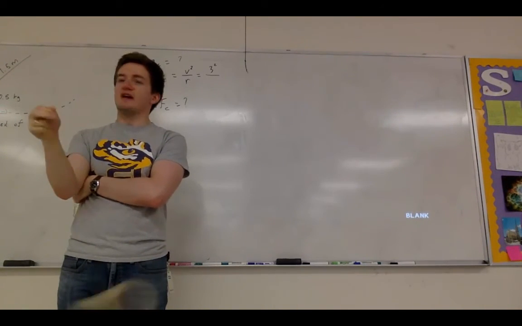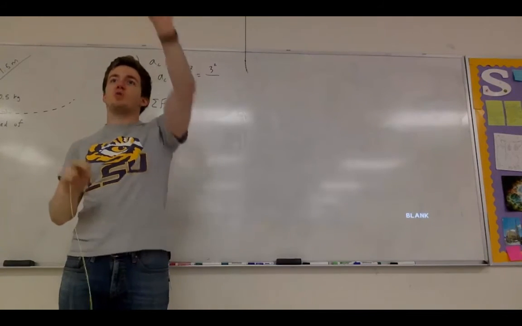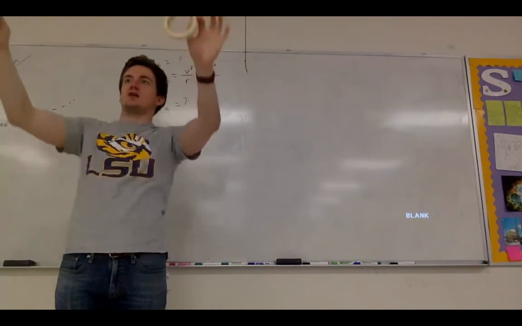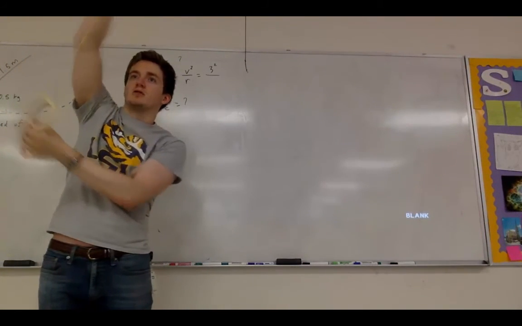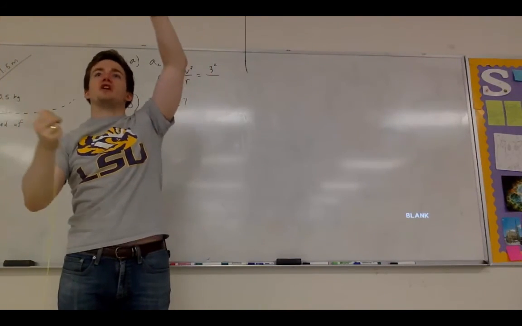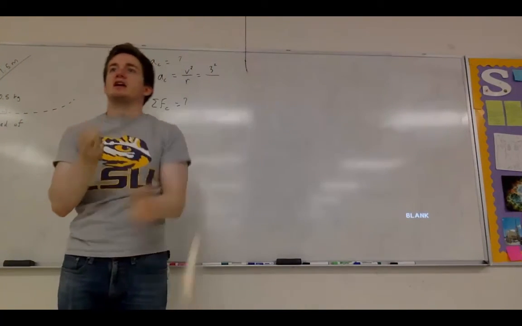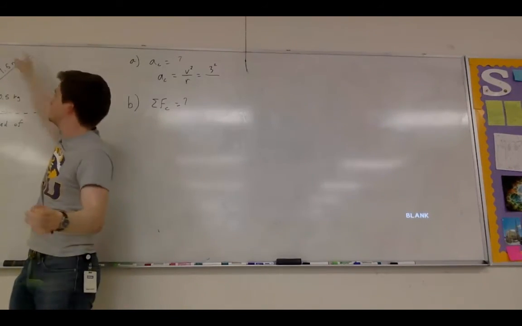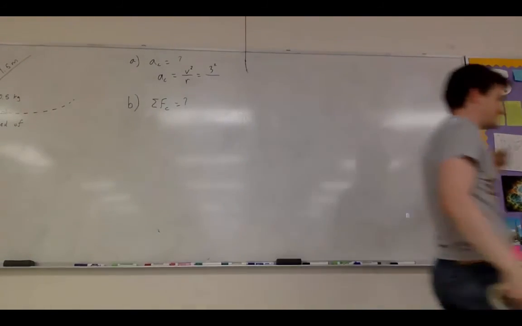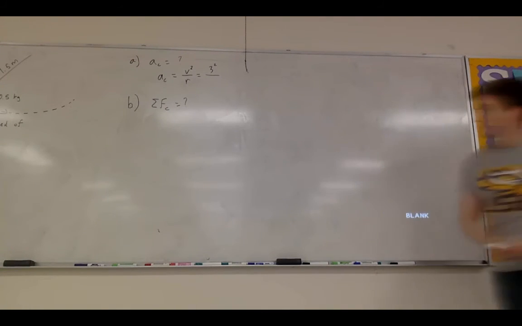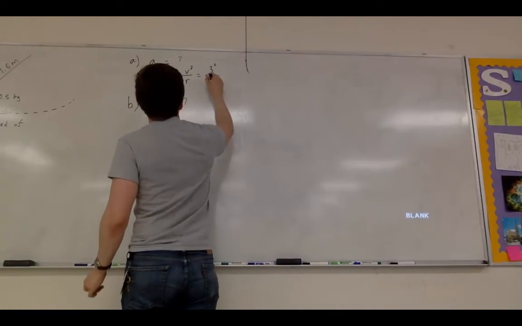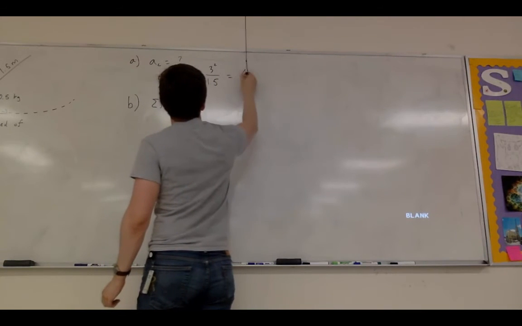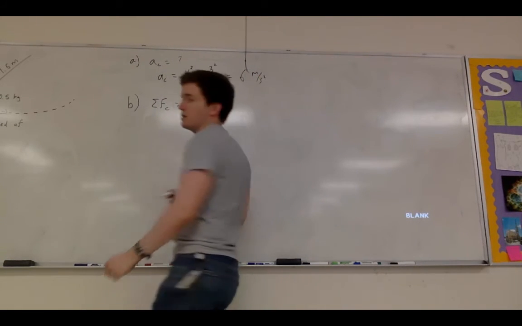That's why you don't have to divide by 2. It's not doing this. If it were doing this, then the length would be the diameter, but it's not doing that. It's going around my finger. My finger is the center. This point is the center, which means the radius is 1.5 meters. So 3 squared gives us 9, divide that by 1.5, and we get 6 meters per second squared.